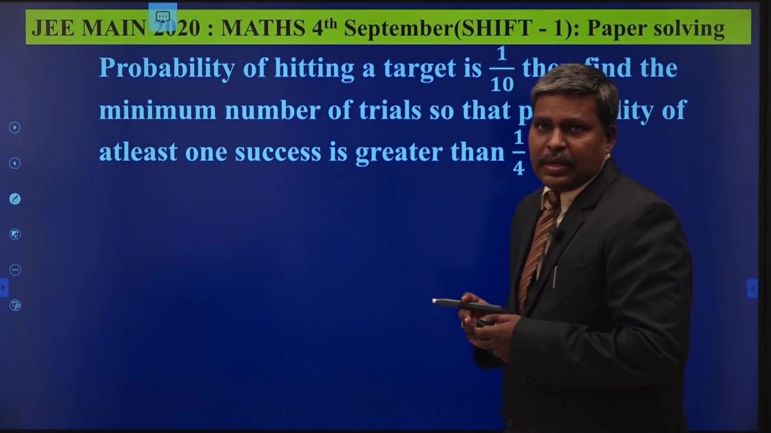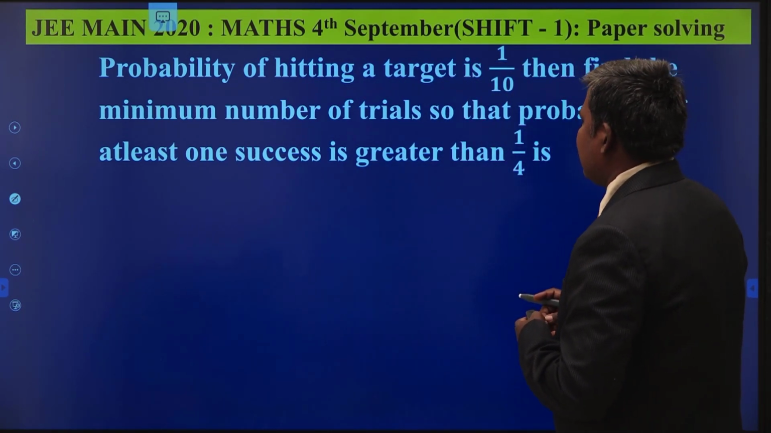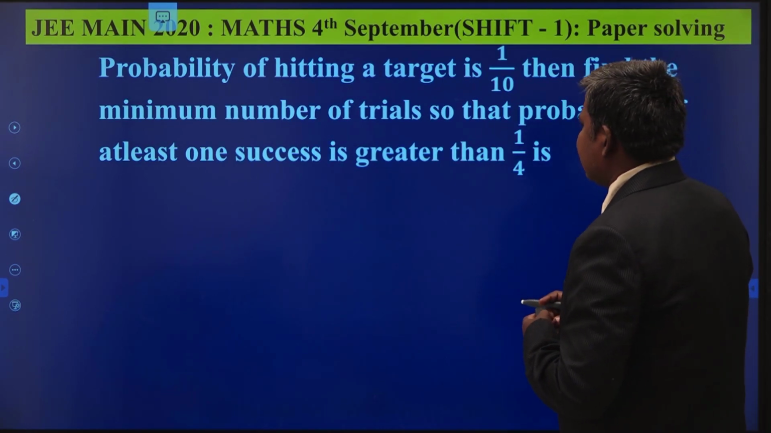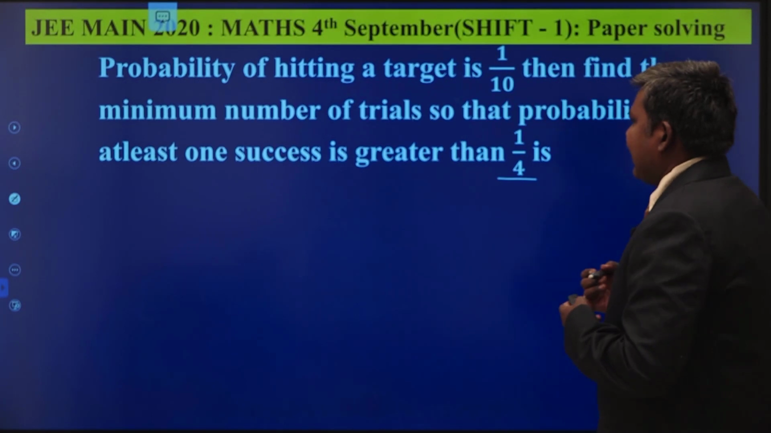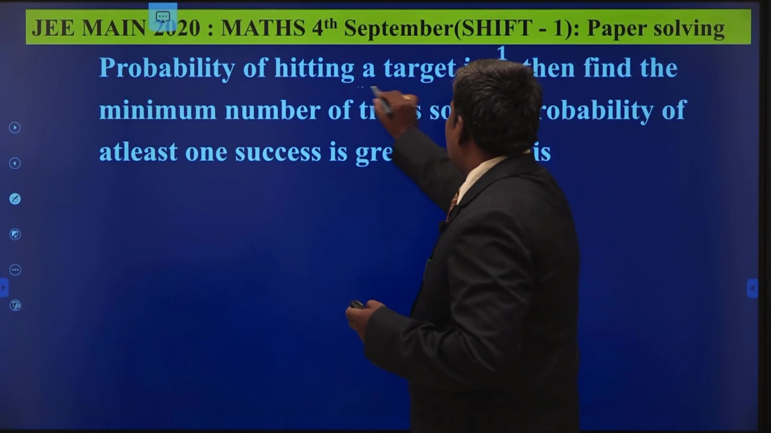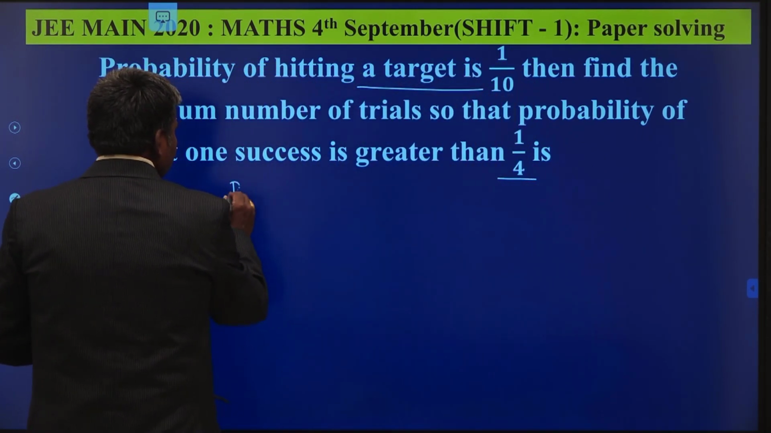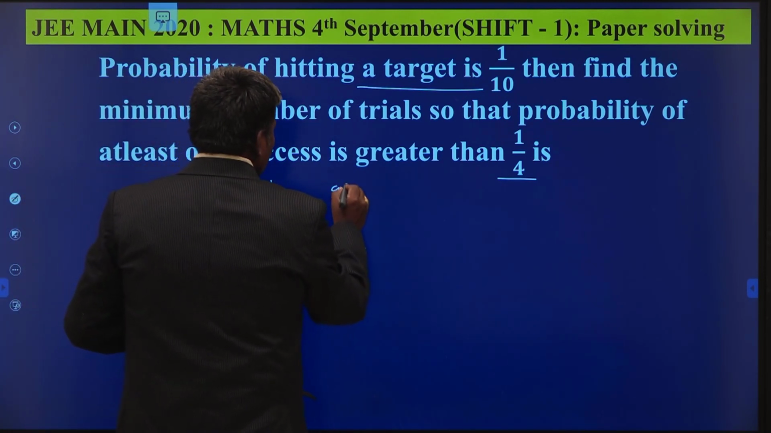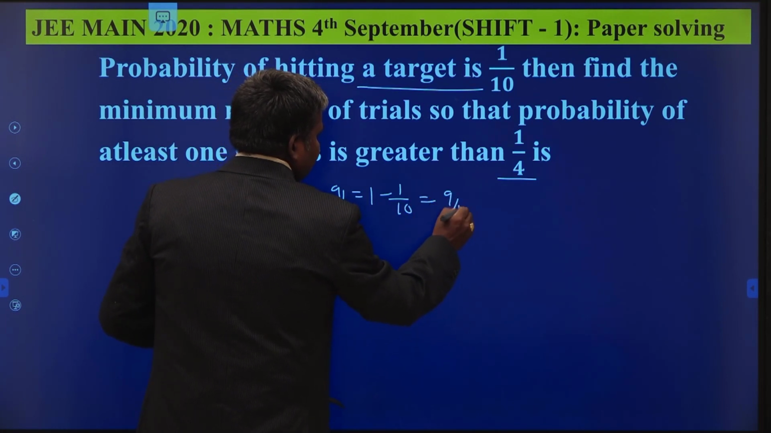See here, the probability of hitting a target is 1/10. Then find the minimum number of trials so that the probability of at least one success is greater than 1/4. So what is the probability of success in this experiment? p = 1/10. p + q = 1, that is why q, the probability of failure, is 1 - 1/10, that is 9/10.